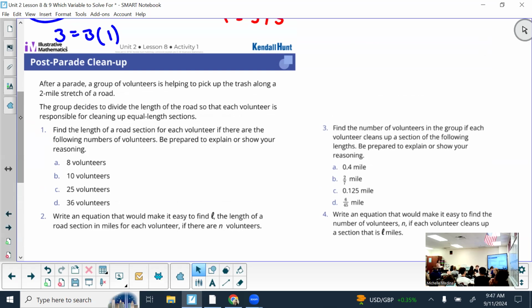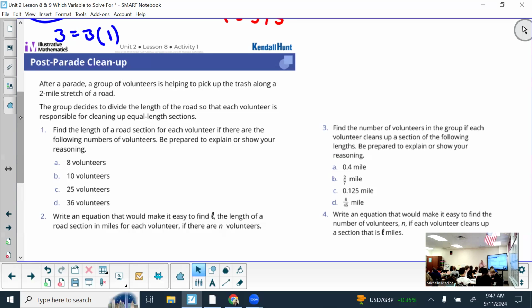After a parade, a group of volunteers is helping to pick up trash along a 2-mile stretch of road. The group decides to divide the length of the road so that each volunteer is responsible for cleaning up equal length sections. Find the length of a road section for each volunteer if there are the following numbers of volunteers. Completely doable math, I have faith in you.